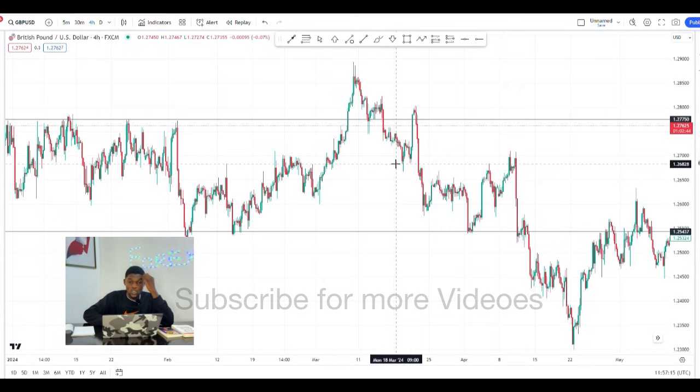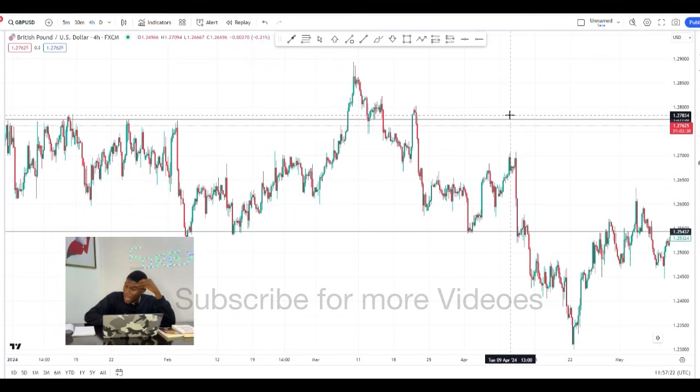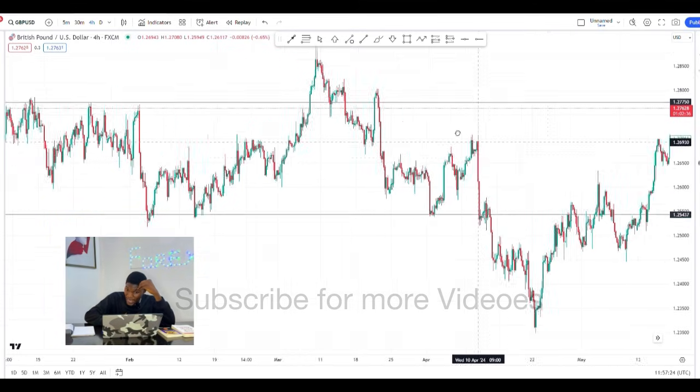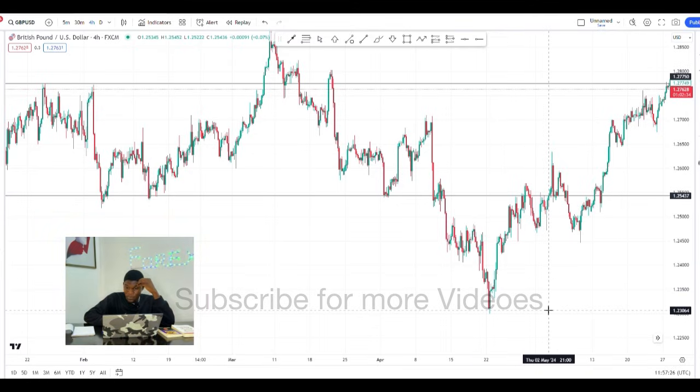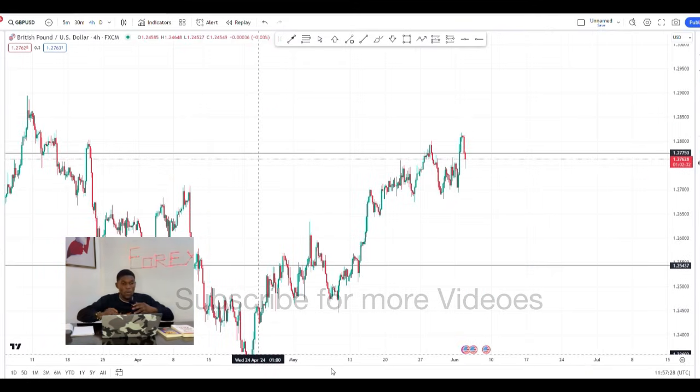What does this support do? It bounced up. That means if I was to trade this kind of market, I'll enter into a sell here, expect the market to come down here, remove my money, and expect the market to maybe go up again. Do you understand? Then come down. So that's what they call support and resistance.